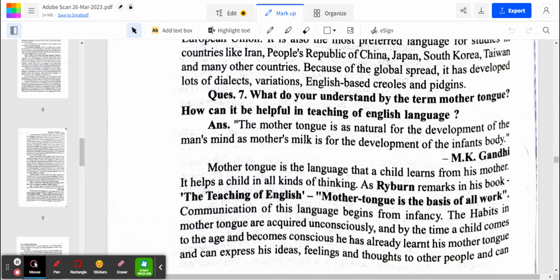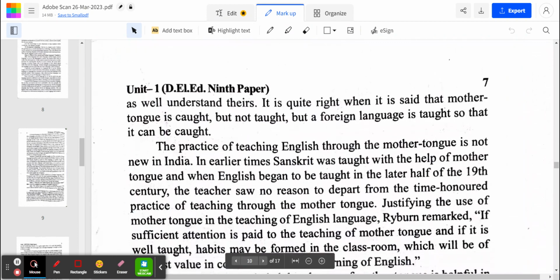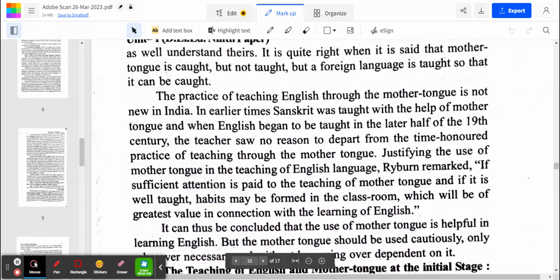It helps a child in all kinds of thinking. Byrne remarks in his book, The Teaching of English, mother tongue is the basis of all the work. Communication in this language begins from infancy. The habits in the mother tongue are acquired unconsciously, and by the time children become conscious, they have already learned their mother tongue and can express their ideas, feelings, and thoughts to other people and can as well understand theirs.